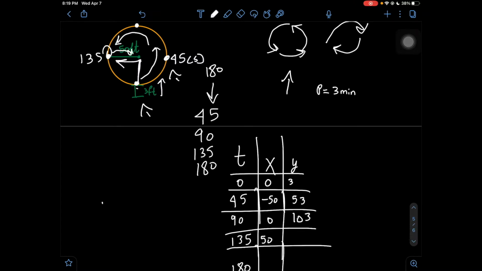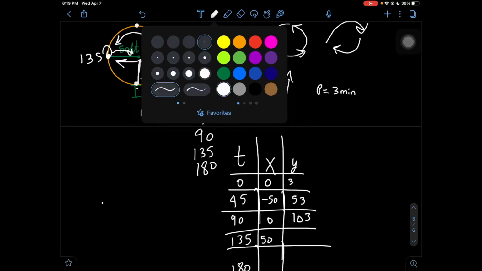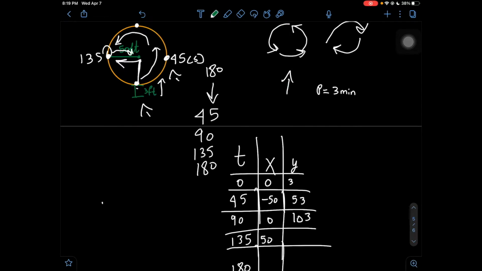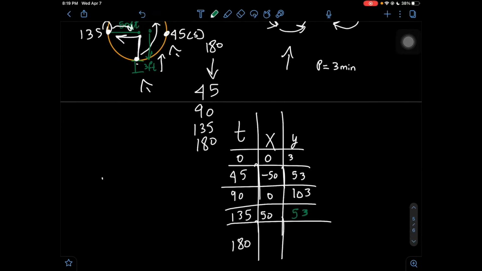But since we're looking at our y, we know that this segment from the center right here, or to the edge of the circle, is going to be 50 feet as well. And then we'll raise 3. 50 plus 3 is 53. That is our y value of 135.